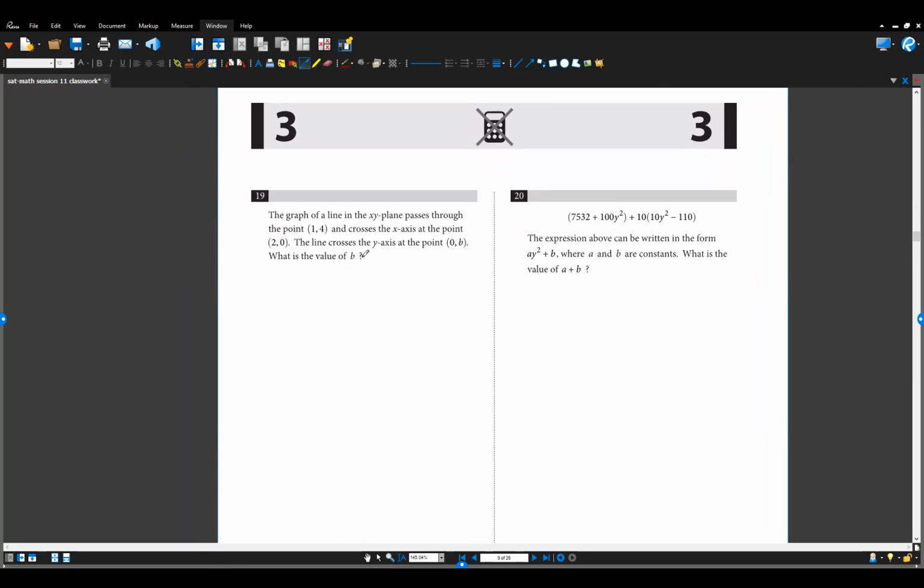Number 19. The graph will pass through these 2 points: 1.4, 2.0. For example, the graph will pass this way. Okay.